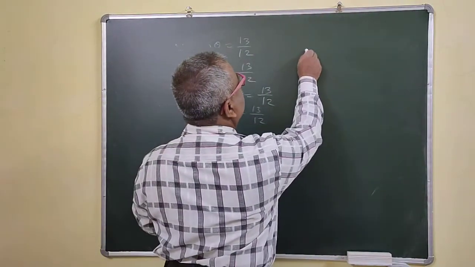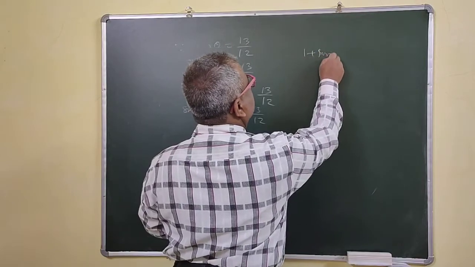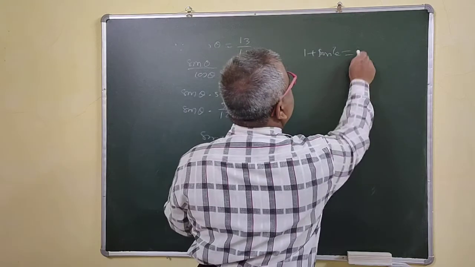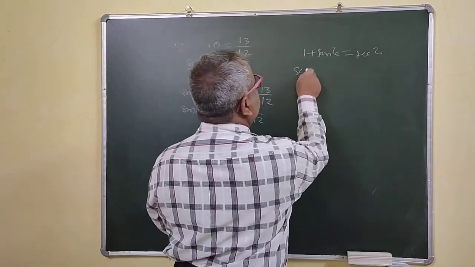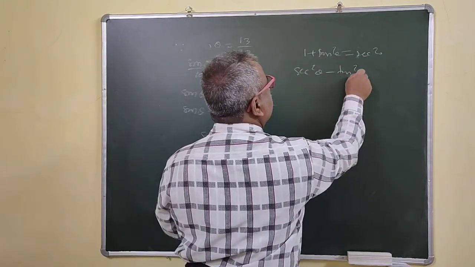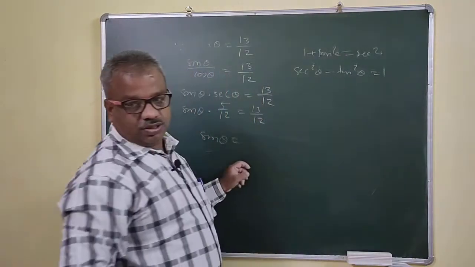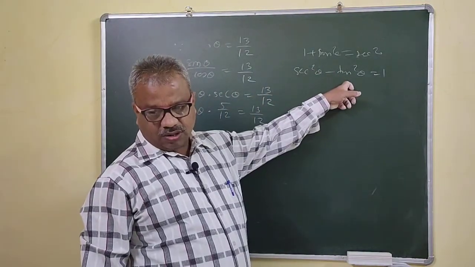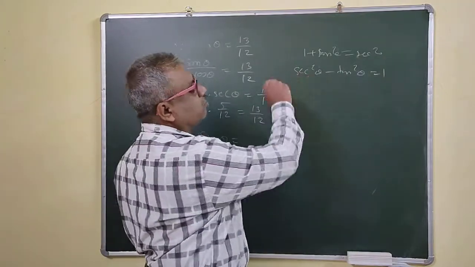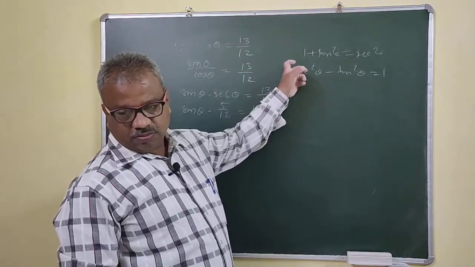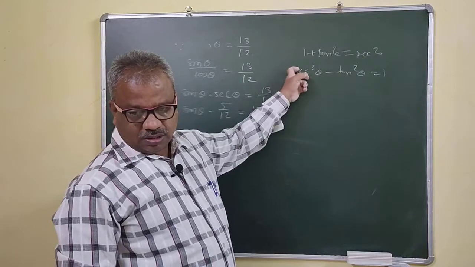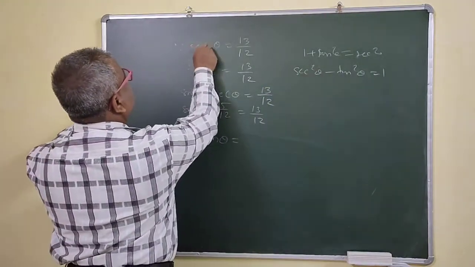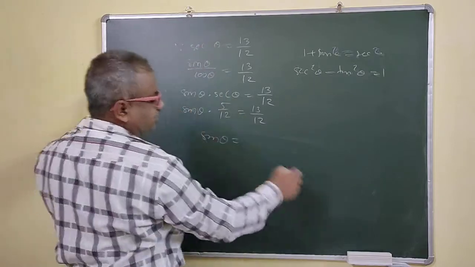1 plus tan square theta is equal to sec square theta, so sec square theta minus tan square theta is equal to 1 actually. What we wrote here, tan square theta minus sec square theta, is wrong. Just change the minus sign, minus plus, minus plus. Minus 1 plus 1. Then the value of this is sec theta now.